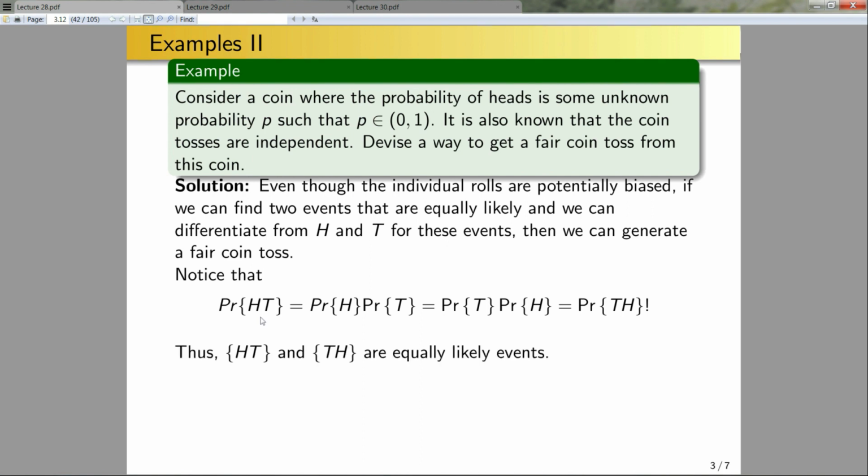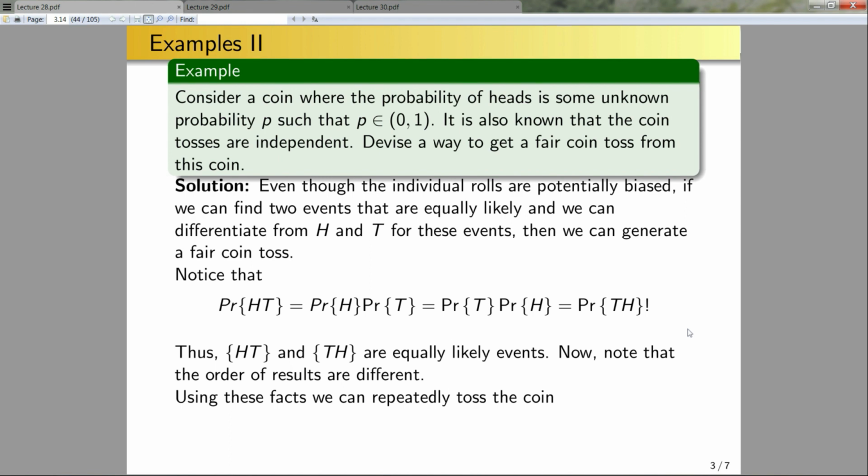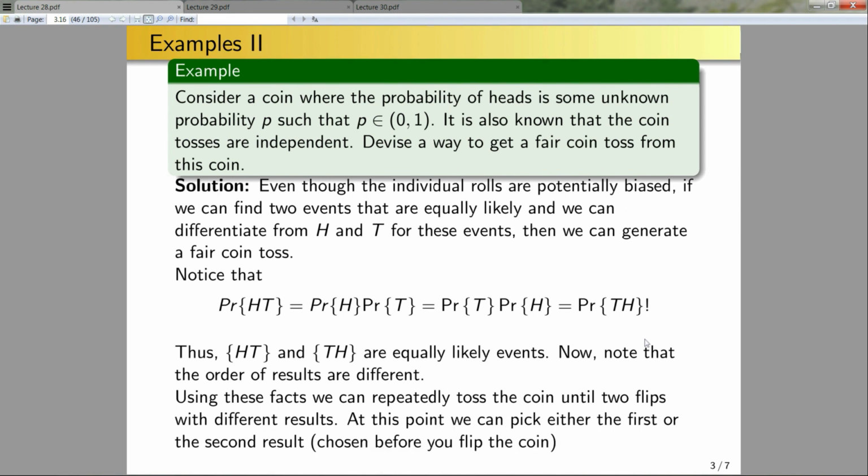So, filling this out, thus heads and tails are equally likely events, and note that the order of these results are different. So now I can use these two facts together, and I can now repeatedly toss the coin, and I'm going to do this until I have two flips with different results. At this point, I can pick either the first result or the second result, and again, this has to be chosen before I flip the coin as my fair result. So for instance, I flip it, tails, tails, tails, tails, tails, heads. I could say, oh, I was going to pick the first one, so therefore it's tails, that type of thing.